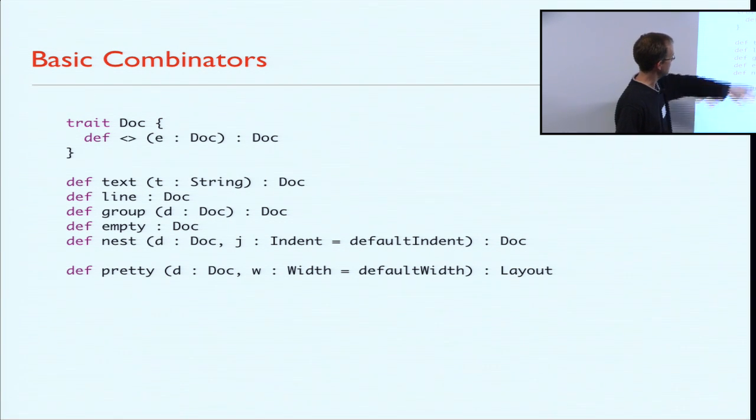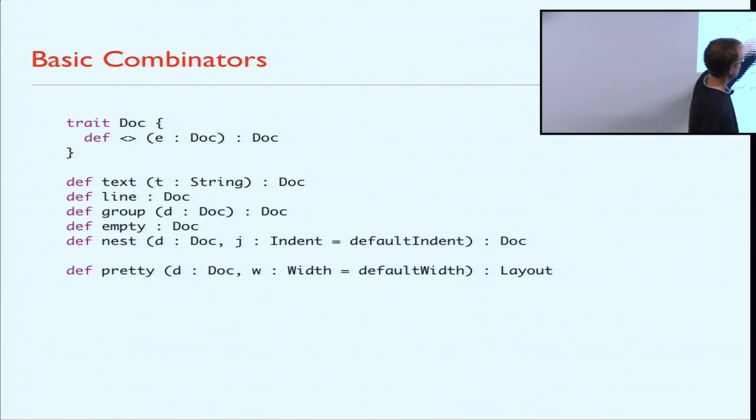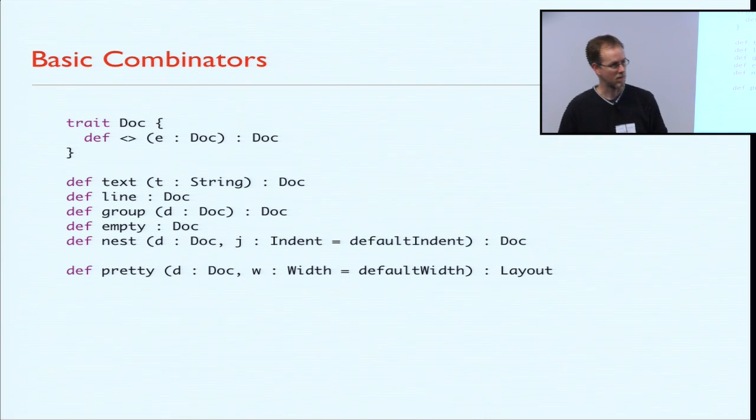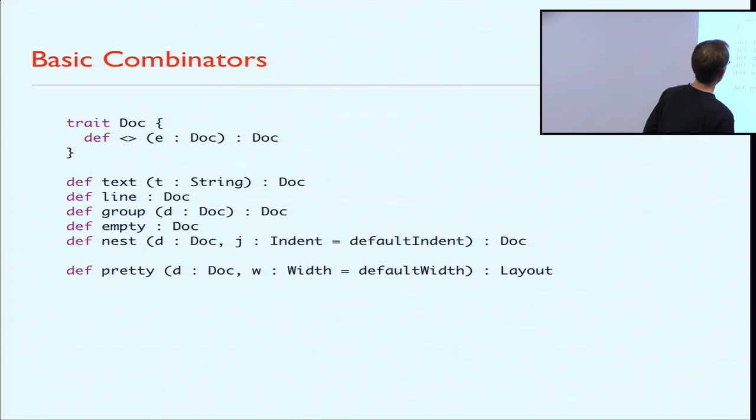So the basic idea is we have some sort of type of documents, which is the representation of something that we want to pretty print. The basic pretty printing operation is you take the thing you've got, you translate it into a doc that represents the pretty printed version, and then you turn the doc into text. And you use these primitives here to express the document.